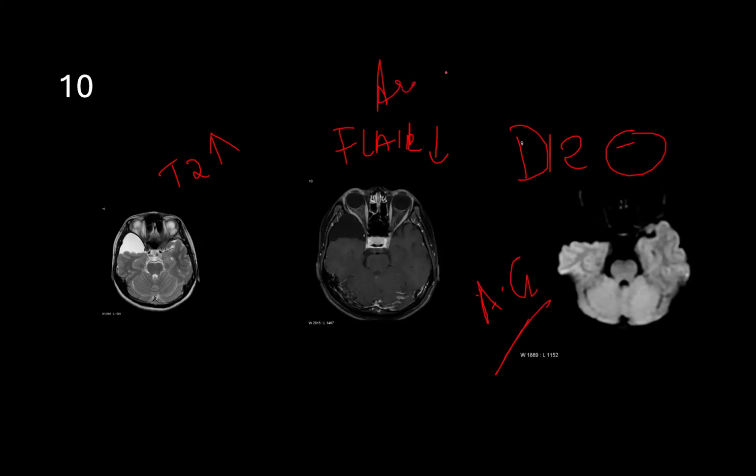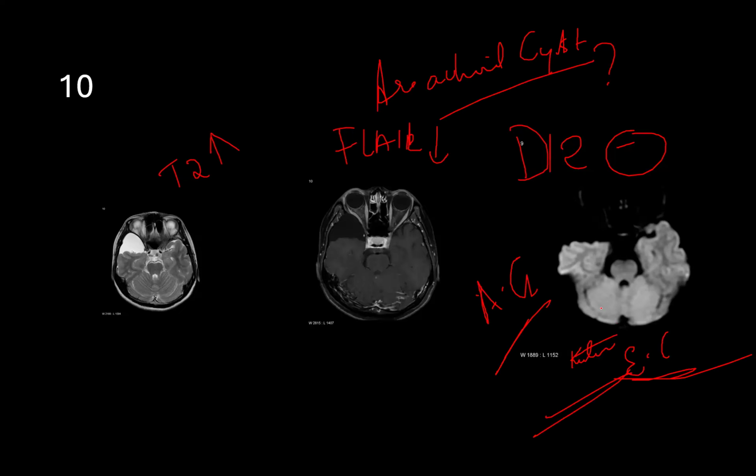I'm really, really sorry for my pen. And if it shows diffusion restriction, it will be an epidermoid cyst. Since an arachnoid cyst is made up of clear CSF, it doesn't show. An epidermoid cyst will have a lot of keratinous and gelatinous material. It will show. Okay. So that's it for today.